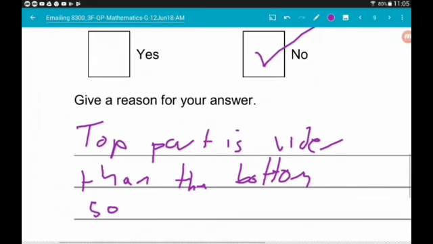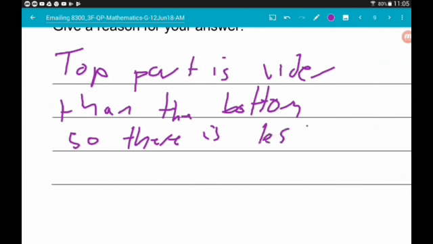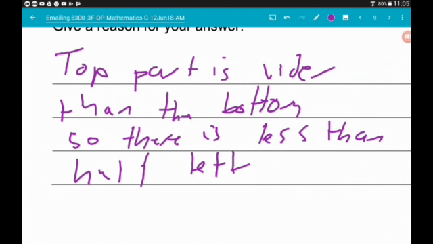so there is less than half left. Again, because the top part was wider, had a greater volume, so there was more coffee in the top 5 centimeters than there is in the bottom 5 centimeters.